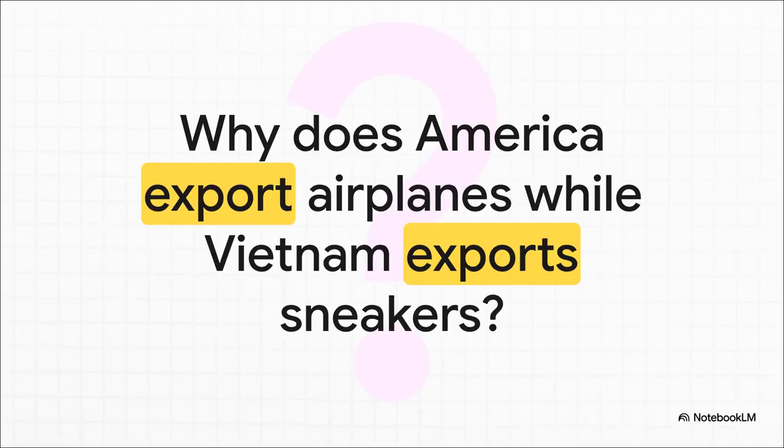So let's jump right in with a question that seems pretty simple on the surface. Why is it that a country like the United States exports things like massive airplanes, while a country like Vietnam exports things like sneakers? The answer feels obvious, right? But the theory behind that obvious answer has some incredibly powerful and pretty controversial consequences.